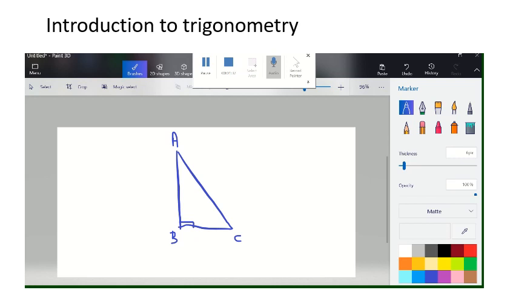So if I may ask, what do you call this triangle? Yes, Tabiso, that is correct. This is a right angled triangle. That is correct.